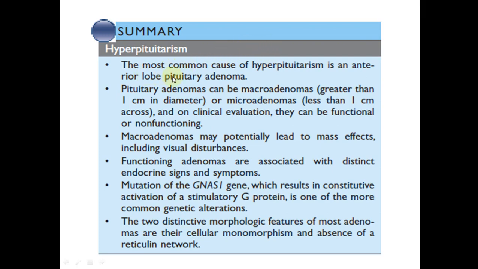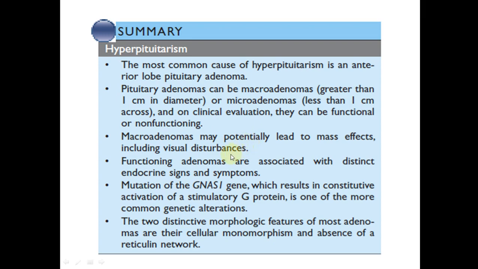The summary was: hyperpituitarism is mostly caused by pituitary adenoma. Adenomas less than 1 centimeter in diameter, if they are non-functional, just need observation. And macroadenomas, which are producing mass lesions and have their effects due to the presence of an enlarged mass, the best treatment for them is surgical removal.